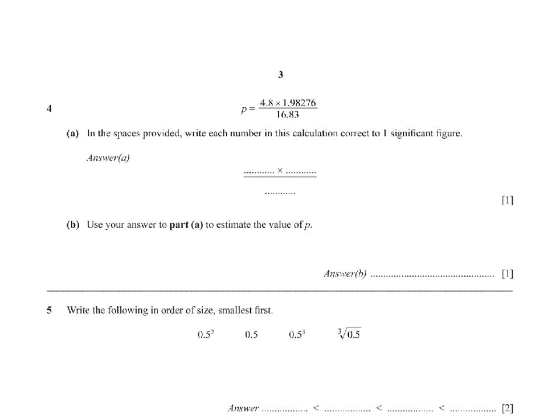Already question 4. What's going on? I see some difficult looking formula there. Let's find out what it is. In the spaces provided, write each number in this calculation correct to 1 significant figure. Okay, so that's what we're going to do.